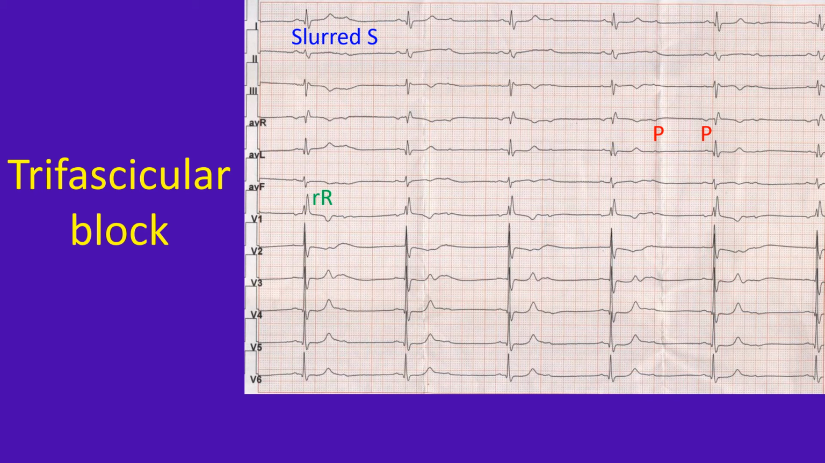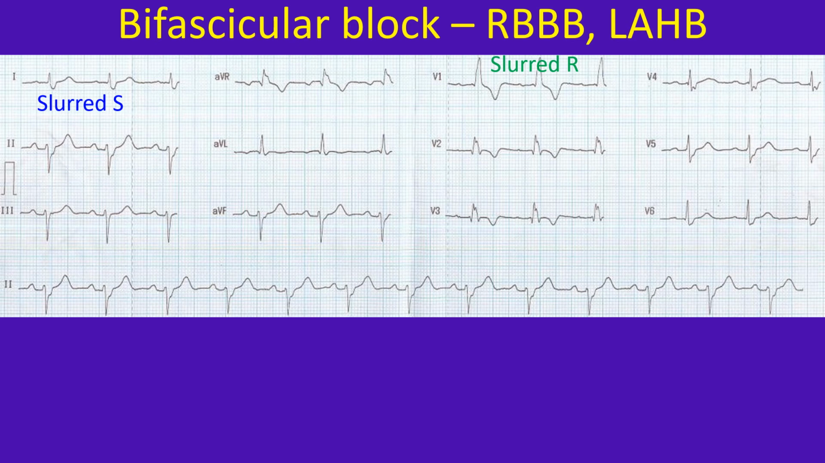When infrahisian block progresses to complete heart block, the subsidiary pacemaker which takes over is usually idioventricular rhythm, which is intrinsically slower and unstable, leading to episodes of ventricular asystole causing Stokes-Adams attacks. Sometimes ventricular tachyarrhythmias in the form of torsades de pointes can also occur in the setting of complete heart block. ECG showing bifascicular block manifested as right bundle branch block with left anterior hemiblock.